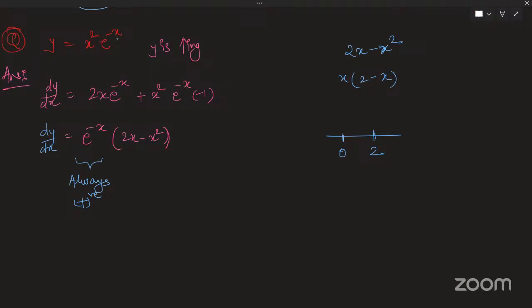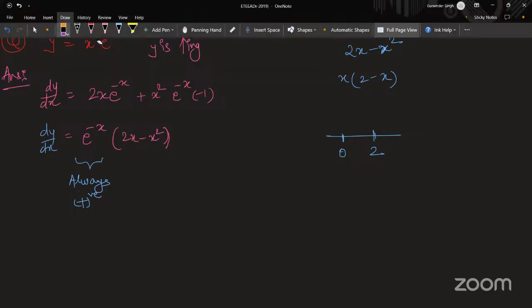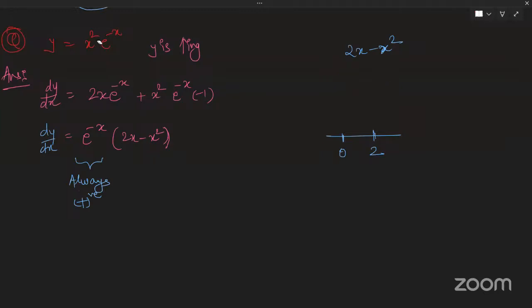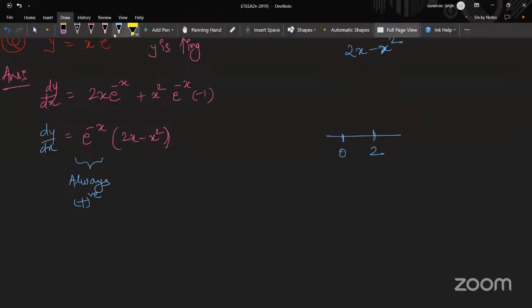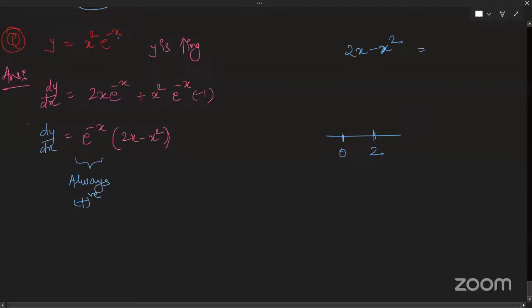Positive. Who can tell me? Gayatri, what do you think? To the right hand side of 2, is this thing, x into 2 minus x, positive or negative? See, don't get confused. It is not positive. I'll tell you why. See, this thing is x into 2 minus x.